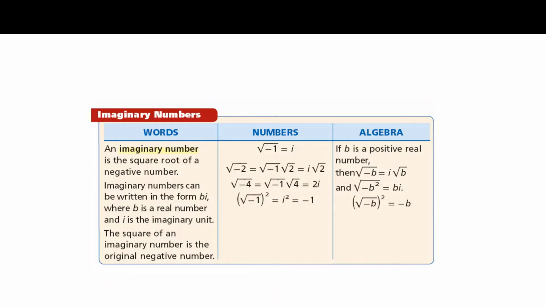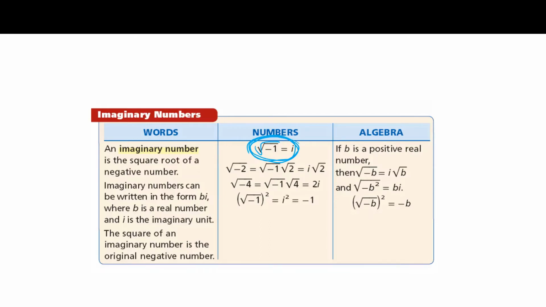All right, imaginary numbers. An imaginary number is the square root of a negative number. Imaginary numbers can be written in the form bi, where b is a real number and i is the imaginary unit. The square of an imaginary number is the original negative number. So let's look at it in numbers. If I have the square root of -1, it equals i. This is a thing that I always just remember: the square root of -1 equals i.